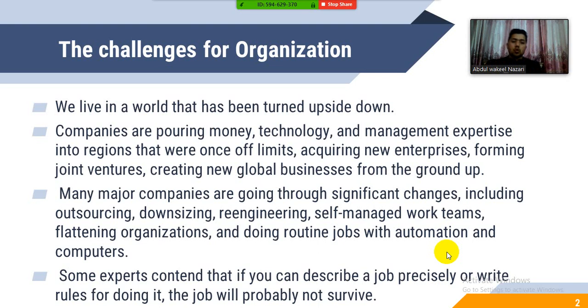When you precisely describe your job and mention the rules for doing it, which no one can violate, from that time that job will not survive. Why? Because everyone wants change. A person who works in one post, for how long is he or she going to work? One year, two years, three years? Definitely if anyone works in one position for five years, he or she will get sick and tired. I don't want to work for such a long time. So we have to change it.